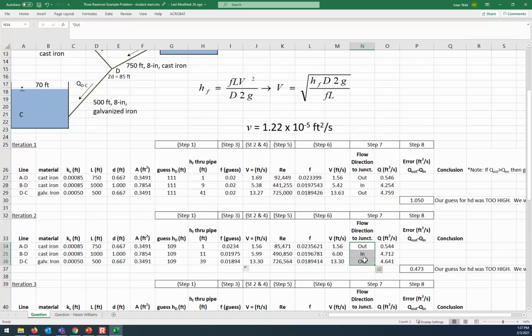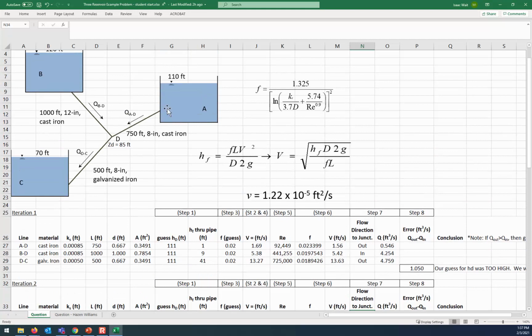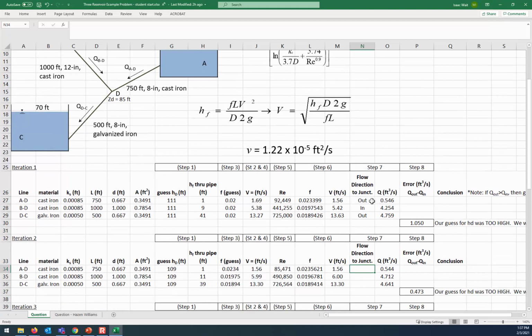So I'm going to delete that all out. Okay, so the water from A to D. If the elevation of the water surface is 110, and we've only got 109 feet of head at D, then what happens is that the water is going into the junction. Last time it was out, but now there's less energy at D than there is at A. And so it's going to be in for this pipe, and it's still in for this one, and out for that.